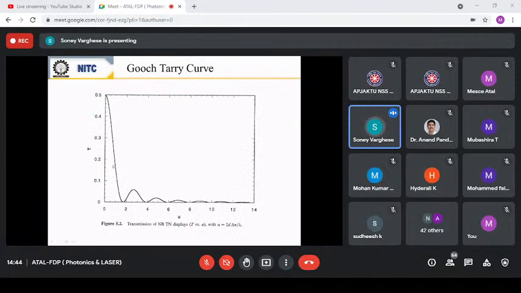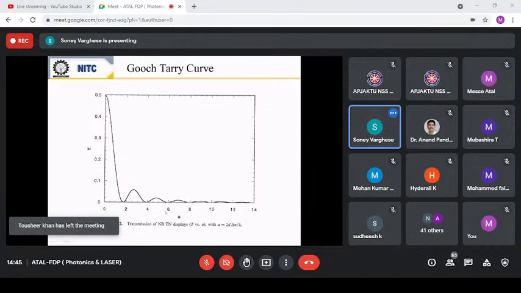And you can see that this is what is called the Gooch-Tarry curve. Actually, this is telling you the transmittance of your display device with respect to the cell thickness. So as I told you in the previous case, the two glasses were glued with a spacing of 5 micron. So what is given in the x-axis is the thickness of the spacing, and you can see that this is given in 5 micron.